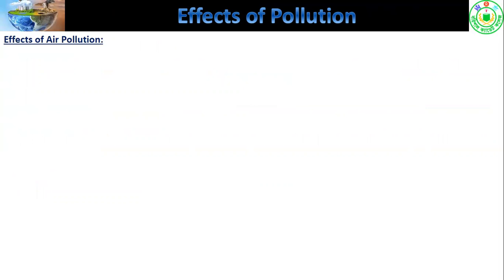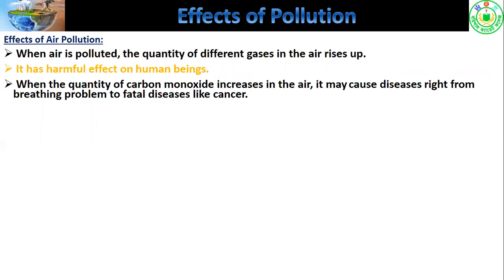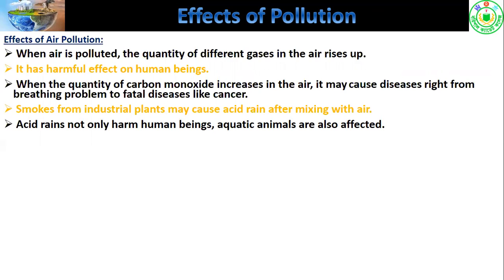Then effects of air pollution. When air is polluted, the quantity of different gases in the air rises up. It has harmful effect on human beings. When the quantity of carbon monoxide increases in the air, it may cause diseases right from breathing problems to fatal diseases like cancer. Smoke from industrial plants may cause acid rain after mixing with air. Acid rain not only harms human beings, aquatic animals are also affected. It also damages the balance of aquatic environment.